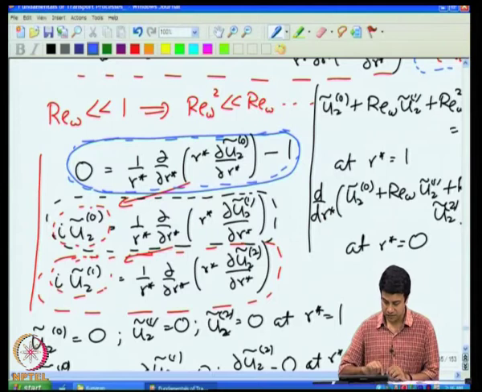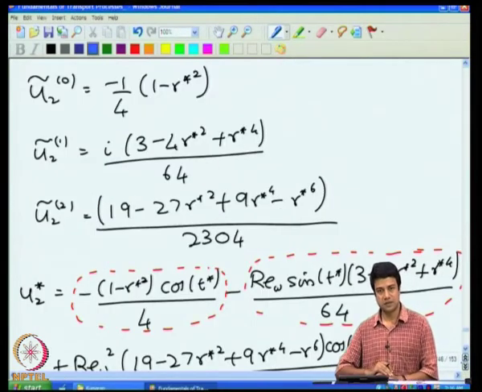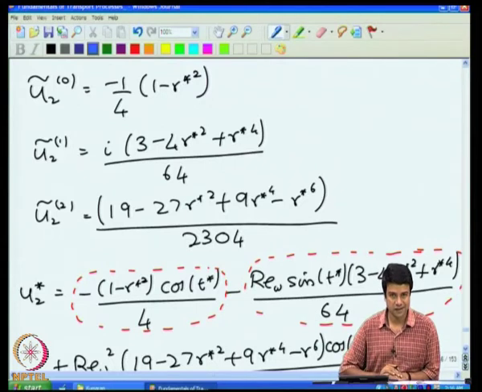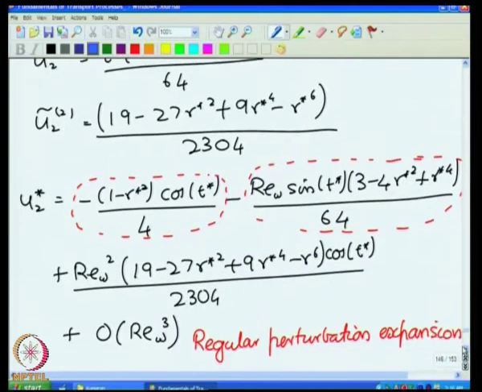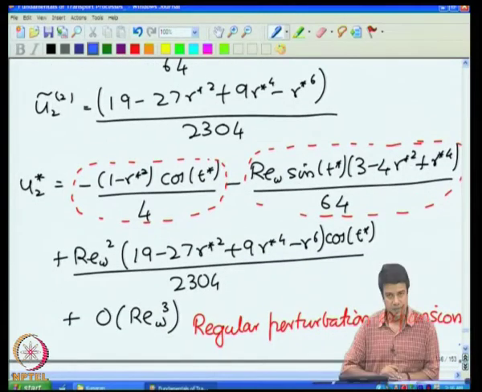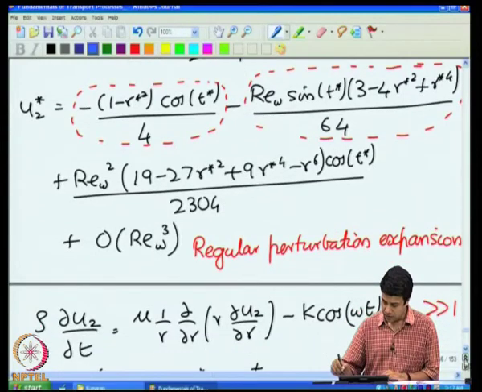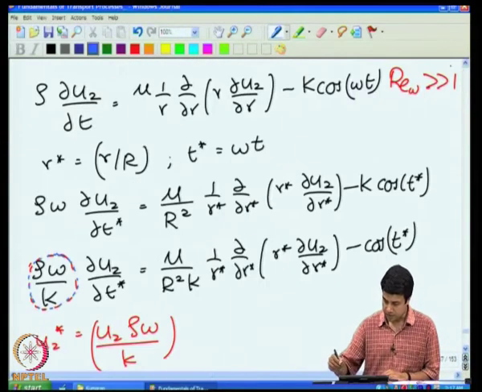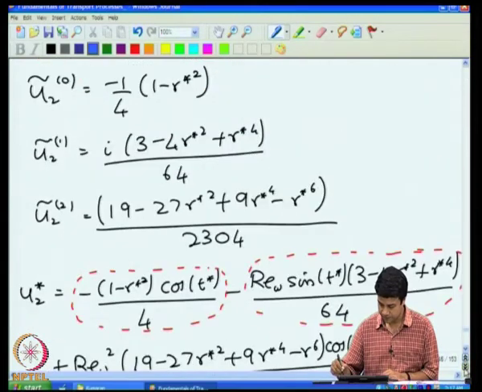Okay. So, this was called the regular perturbation expansion, and I showed you how to get the solutions at each order in the expansion and put those together to get the final solution. It is called the regular perturbation expansion. How about the limit where Re omega is large compared to 1? So, this is the limit where inertia is dominant.